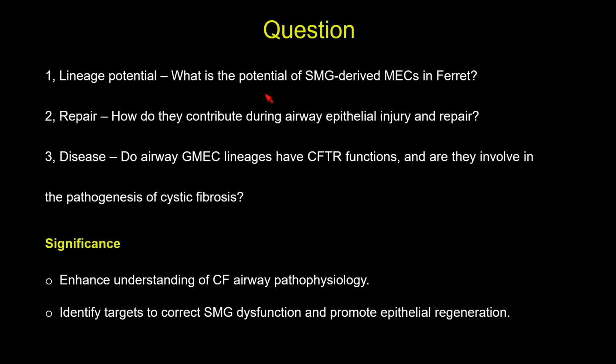First, what is the potential of SMG-derived myoepithelial cells in ferret? Second, how do they contribute during airway epithelial injury and repair? And finally, do airway glandular myoepithelial lineage cells have CFTR function, and are they involved in the pathogenesis of cystic fibrosis?